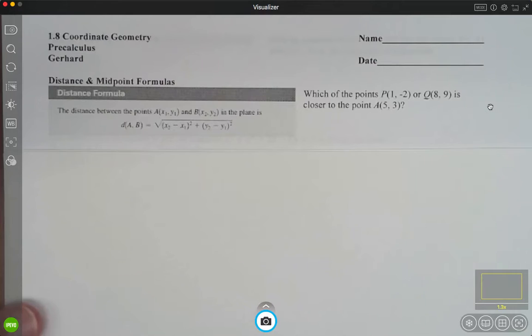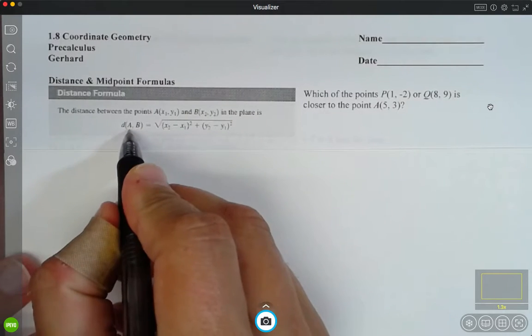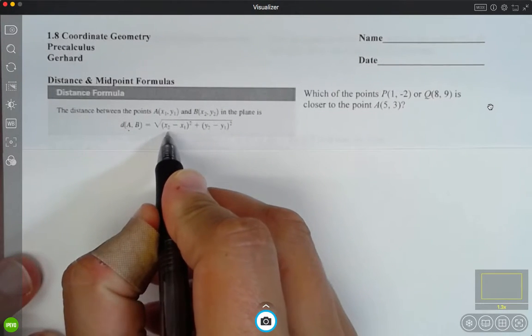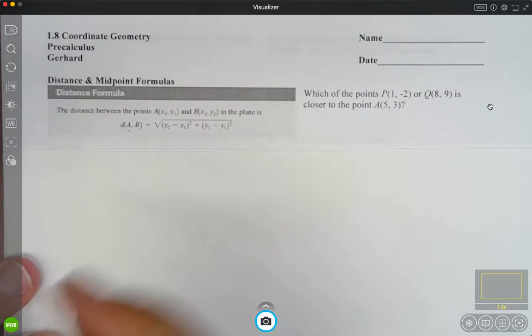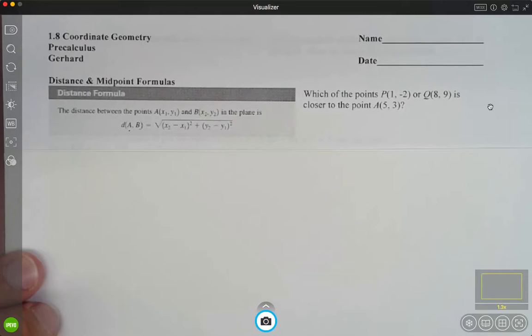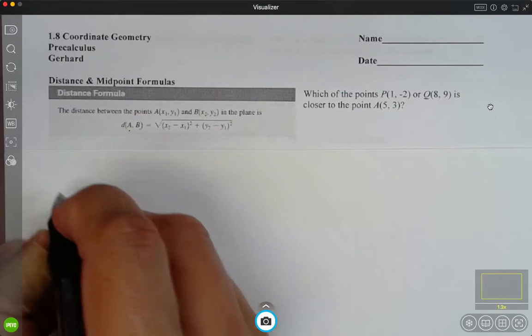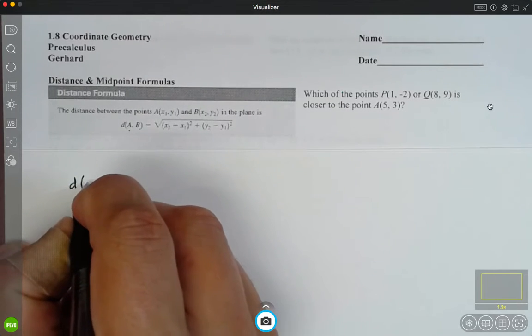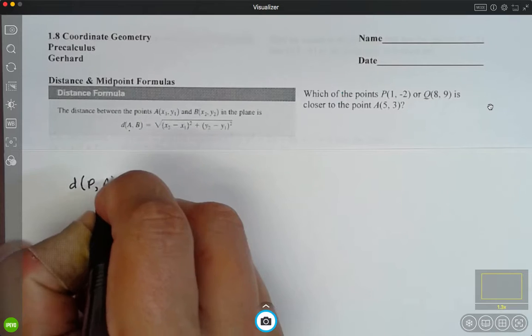We know the distance formula is right here. Distance between A and B is the difference between x2 and x1 squared plus the difference between y2 and y1 squared, and then you take the square root of that. So we're going to go ahead and figure out which of the points P or Q is closer to the point A. In order to do that, we're going to find the distance between P and A.